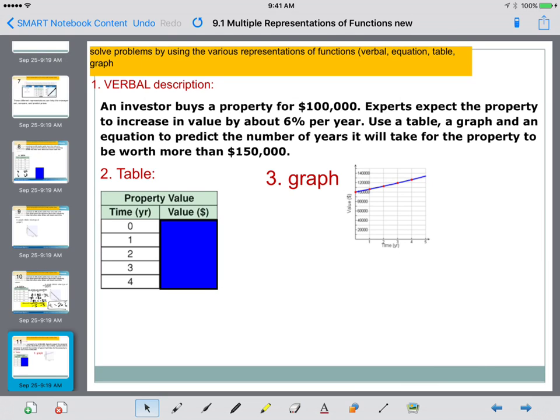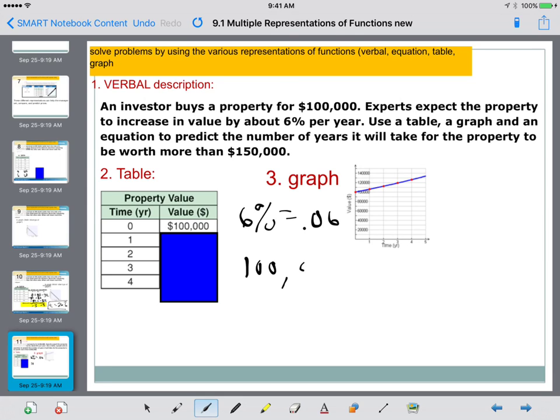Okay, well, the initial value is $100,000. And if we try to figure out after 1 year what it's going to be worth, well, we need to take 100,000 and multiply it by 6%. 6% on the calculator is 0.06. So if you take 100,000 times 0.06, that is going to give you $6,000. Which seems kind of low, but that is how much the value will increase.